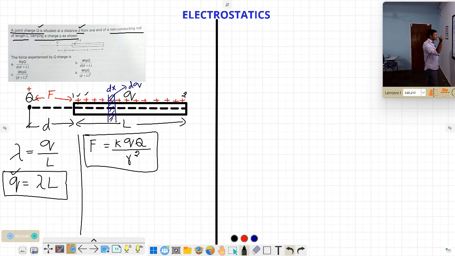The thickness is dx. Now the position of the chosen portion is x from the capital Q. Our understanding of the problem is that this elementary portion will repel the capital Q. How much force it exerts on the capital Q depends on the position of that elementary portion.